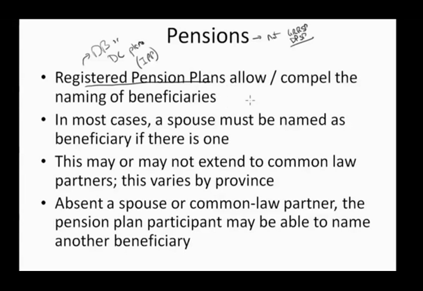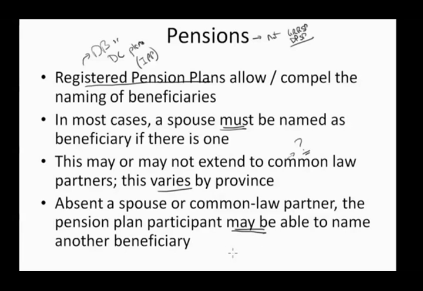Here we have to name a beneficiary, and if you have a spouse, you generally must name that person as beneficiary. It may be possible to obtain a waiver. Then we have some other questions when we're dealing with common law partners. Are they treated the same way as spouses? This does vary from province to province. Now, if you don't have a spouse or common law partner, again, this varies from province to province and from pension to pension, you may be able to name another beneficiary, but that's not something that you should assume.